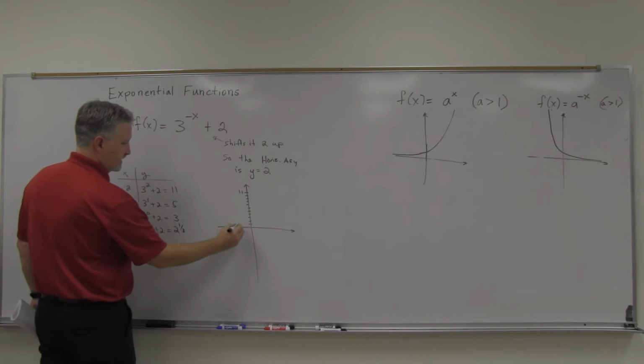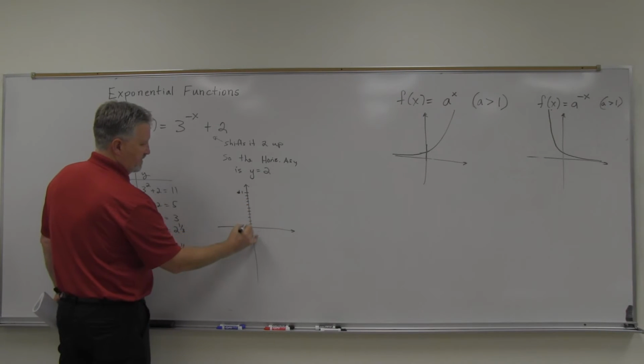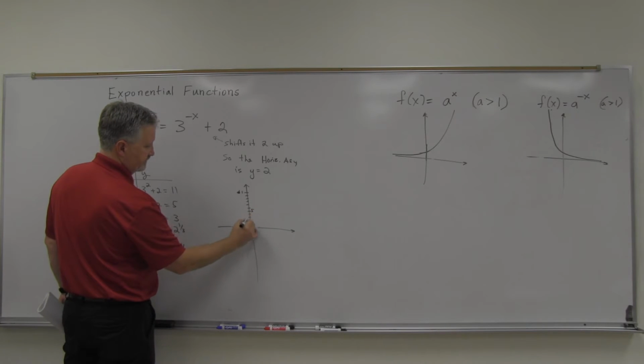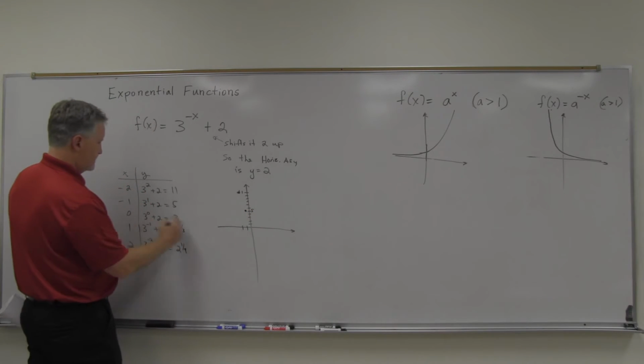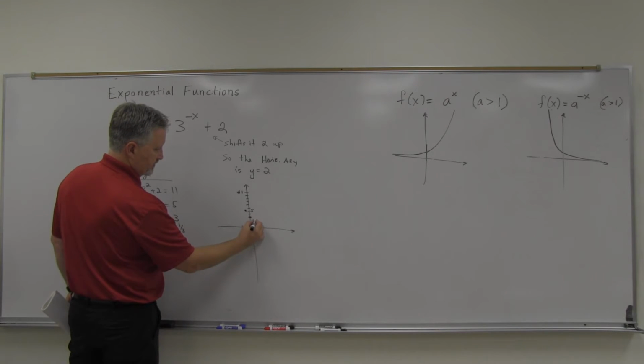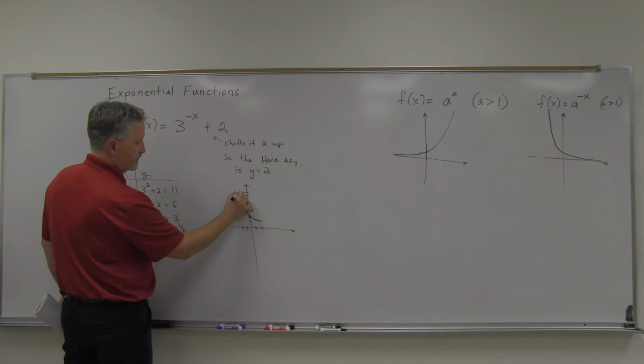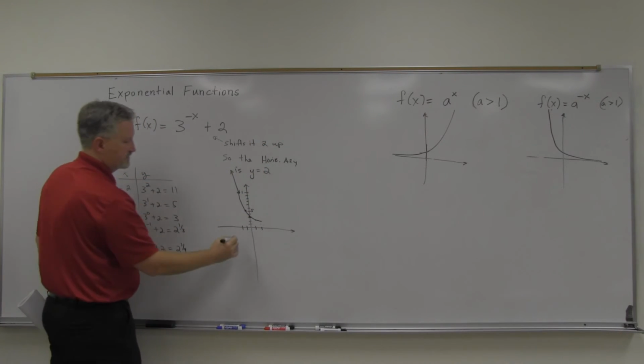At -2, we're at 11. At -1, I'm at 5. Where's 5? Here's 5. At 0, I'm at 3. 2 1/3. 2 1/9, so it's getting real close to 2 right there. So yeah, we've got the shape we were expecting.